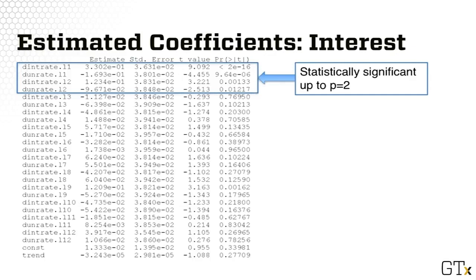The coefficients for modeling the interest rate are on this slide. From this output, we find that the only statistically significant coefficients are up to order equal to 2. An order equal to 2 would be sufficient to model the interest rate.